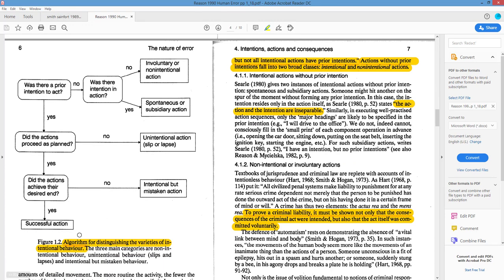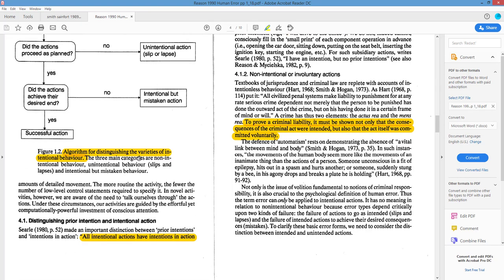And then here's another thing that I would, if I was you, copy and paste into my notes: the algorithm for distinguishing the varieties of intentional behavior. Was there a prior intention to act? No. Well, see, you can see how it kind of lays it all out. Involuntary, non-intentional, spontaneous, subsidiary action, unintentional action, slip or lapse, unintentional but mistaken action, or successful action. Do you see that? It's a bit oversimplified, but it gives you a basic idea of, from an intent perspective, how things can go awry or not.